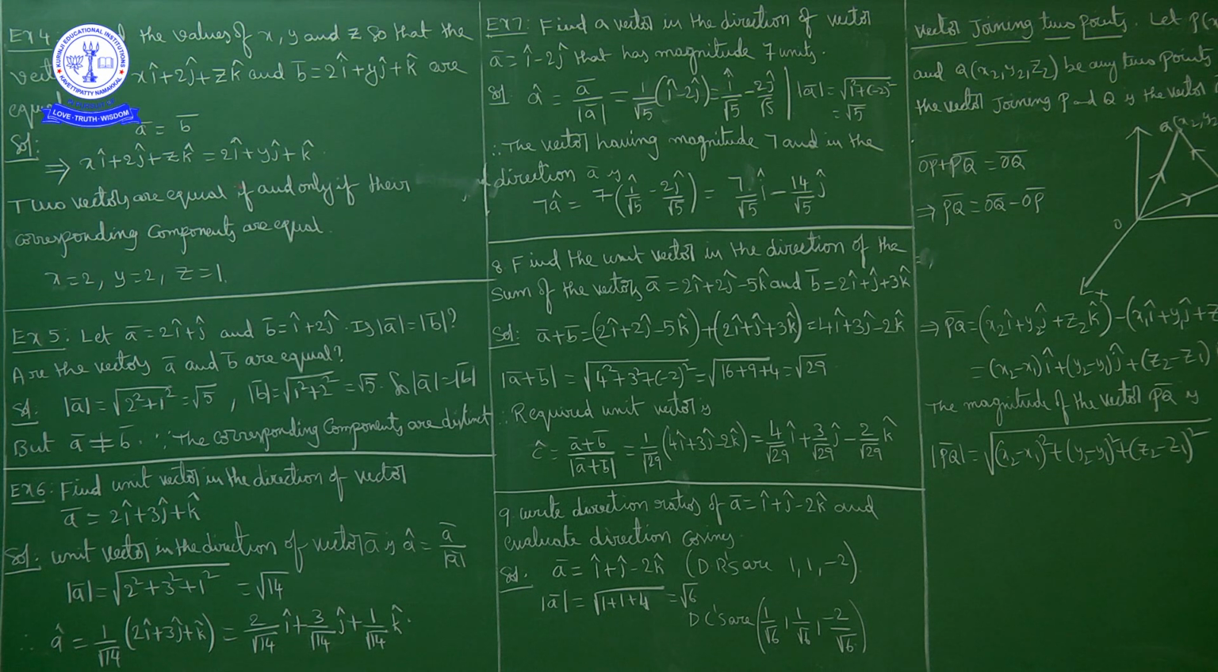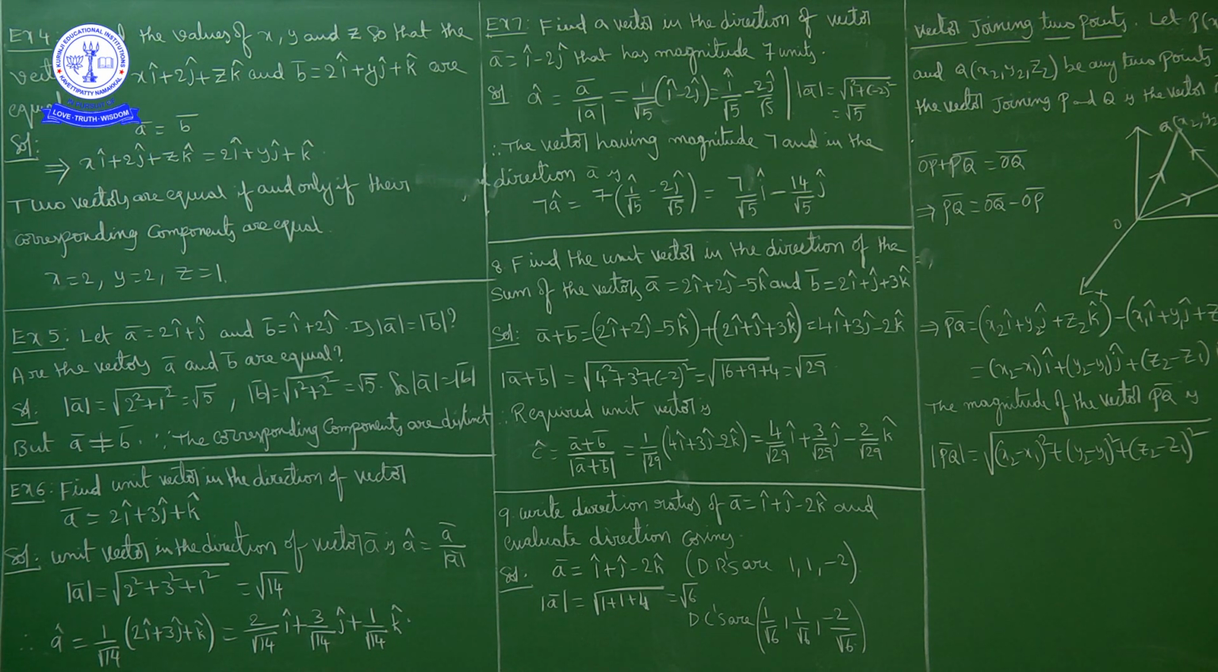Second part is, are vector a bar and b bar equal or not? Vector a bar is 2i cap plus j cap. Vector b bar is i cap plus 2j cap. But two vectors are equal if and only if their corresponding components are equal. But here in case of a bar, i component is 2. In case of b bar, i component is 1. So a bar is not equal to b bar.